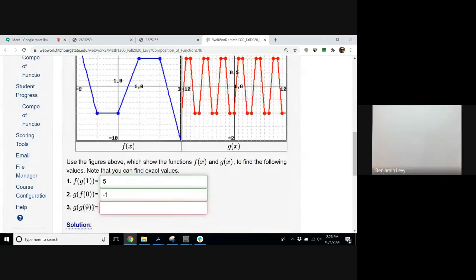The third one just requires you to look at g twice. So we look at g of 9, figure out what that is, and look at g again at whatever that g of 9 ends up being. Very similar kind of thing.